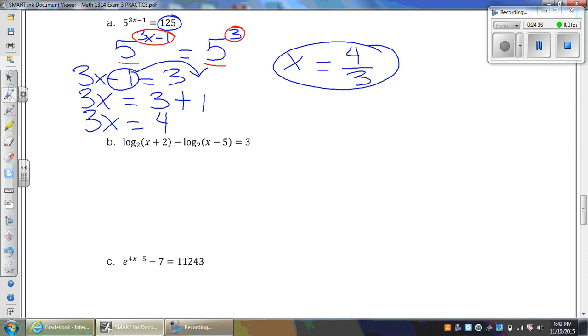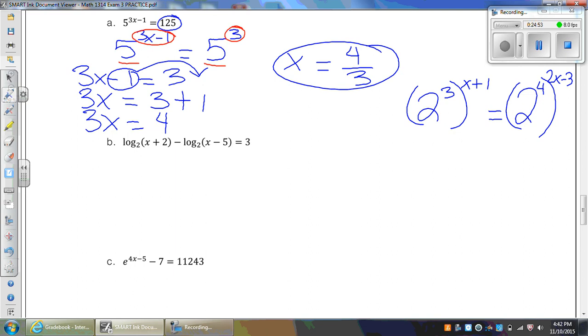Now, one thing that I would suggest you do is go over those examples that we did when you have things like 2 cubed, and then you have an exponent like that. Or 2 to the 4th, and then you have 2x minus 3. What would you guys do there? Multiply the exponents. So you multiply the exponents, right? But when you do that, do not forget to distribute, all right?